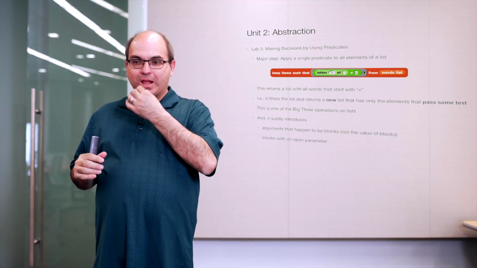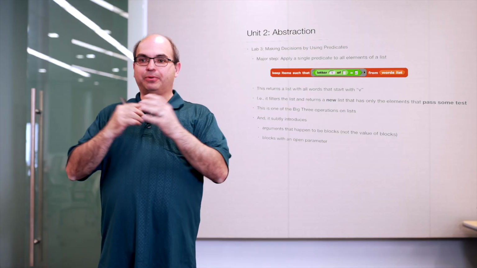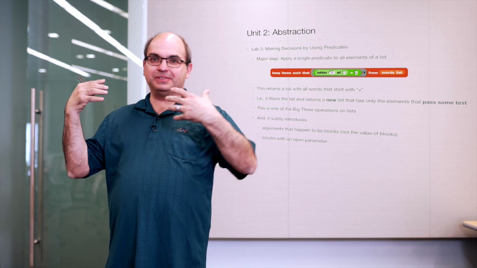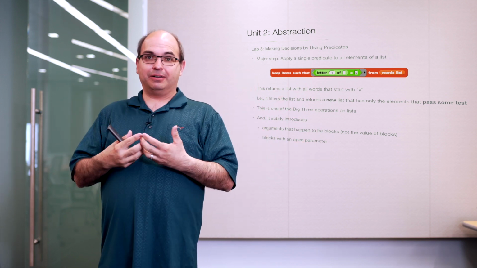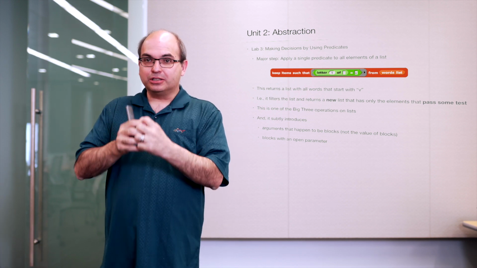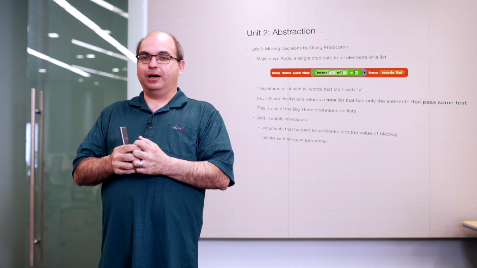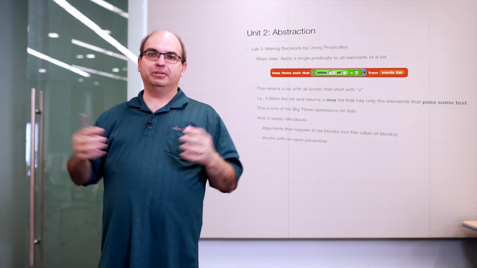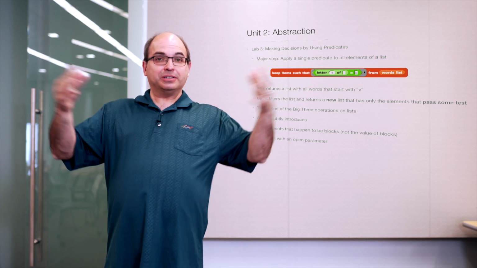Okay. So let's move on to unit 3. We're talking about making decisions using predicates. We've seen what a predicate is. We've seen blocks that return true or false. This next step is huge. So what we're going to do is use this predicate to sieve or filter through an entire list.